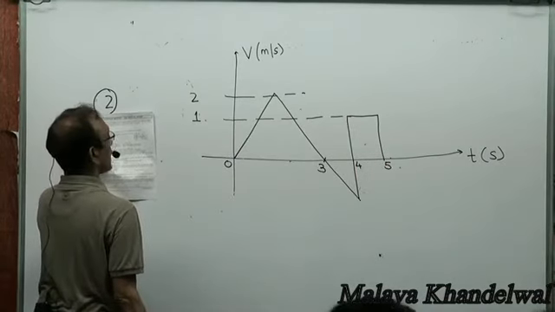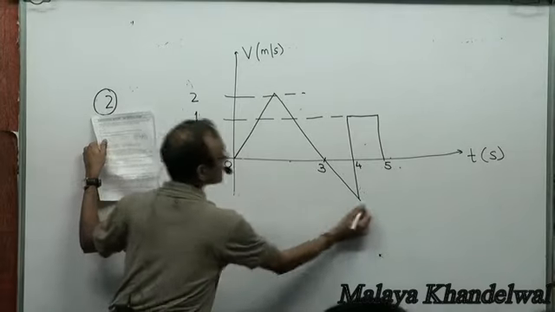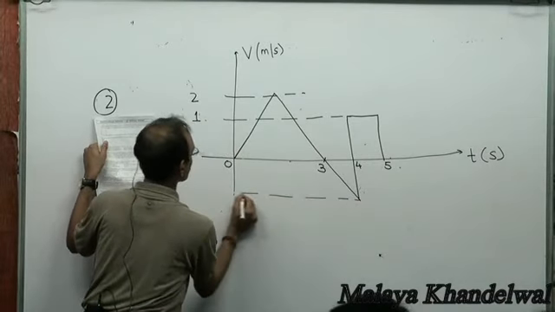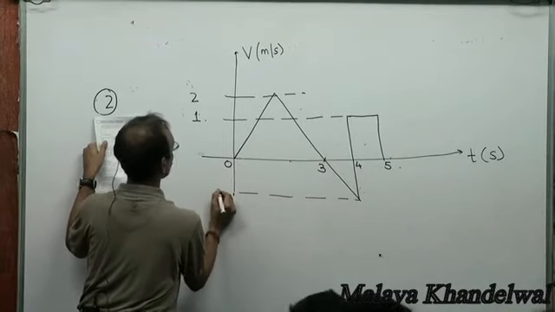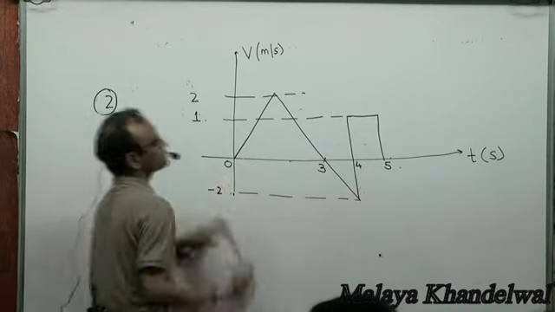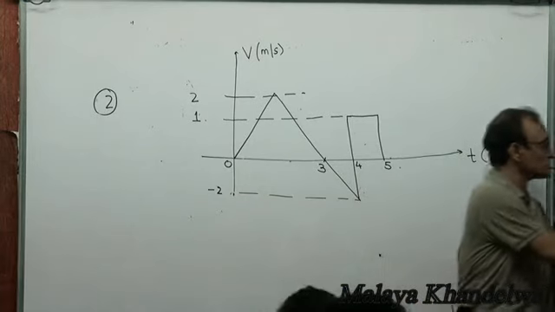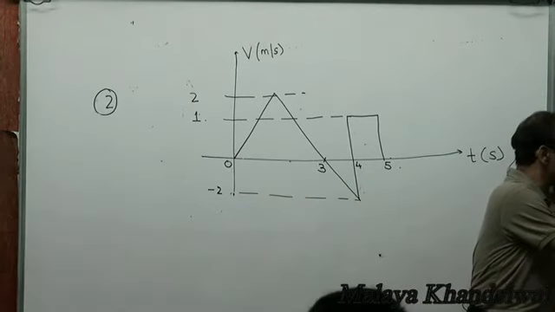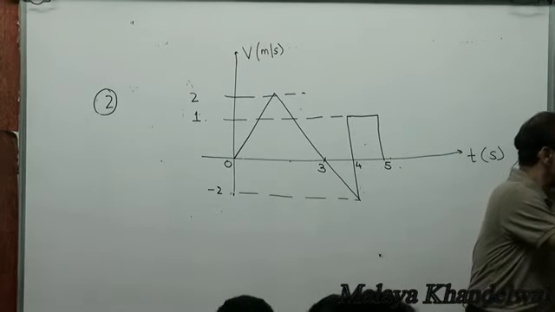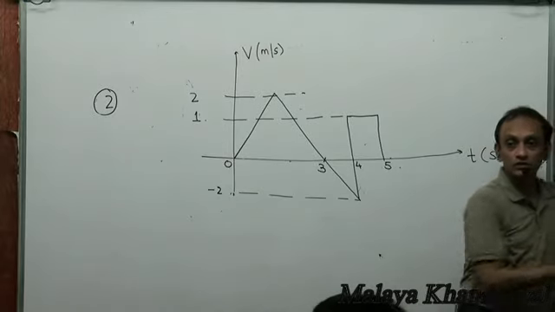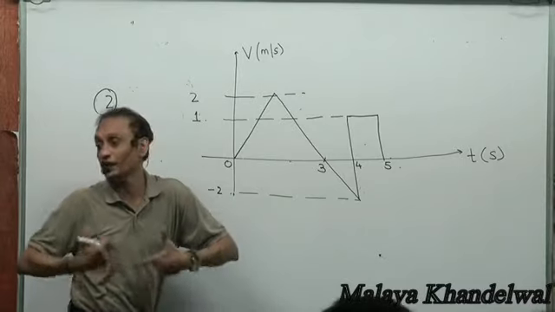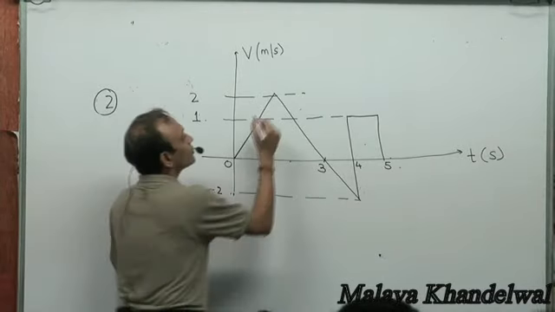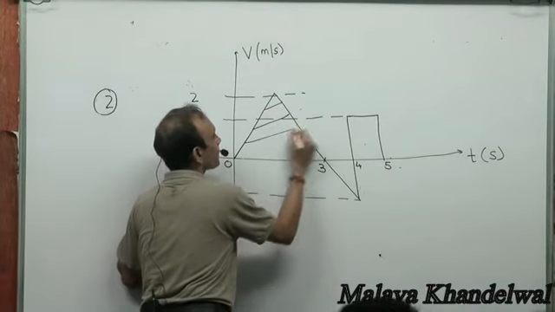This is the velocity time graph given, and this is -2, I guess. This looks like -2, right? We want to be able to find the total displacement. The total displacement would be the algebraic area under the velocity time graph. Now, which is this area.